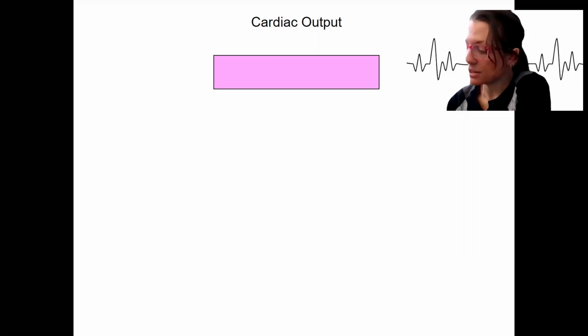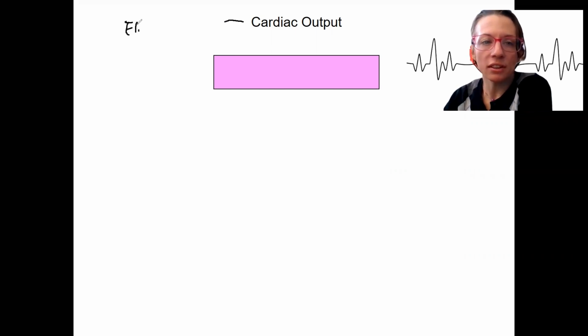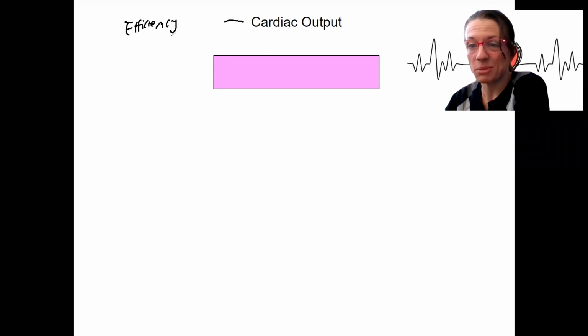Cardiac output. This is the amount of blood that is pumped out of the heart in a minute. This is used to estimate the efficiency of the heart. So it's important clinically, efficiency. And then it reveals how much blood flow your organs are getting. So that's pretty important, right? The tissues of your body need blood.